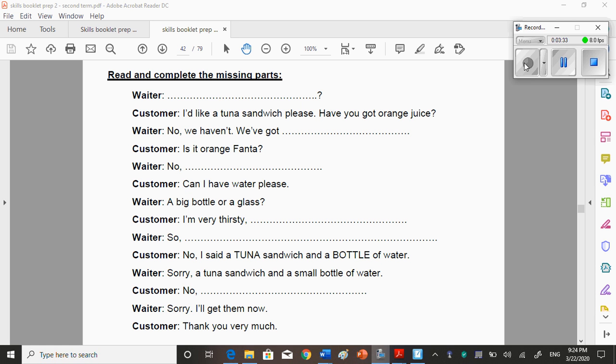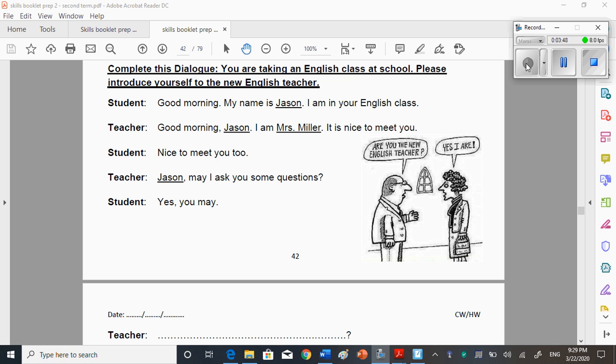I need you to try to do the shopping dialogue alone, on page 41. It's very easy. Try to read it all first, then try to complete the missing parts. Here is another example.